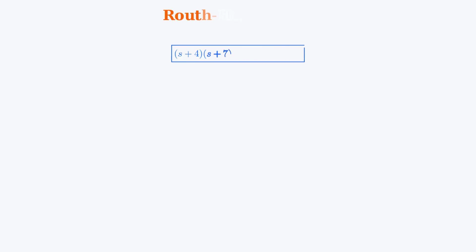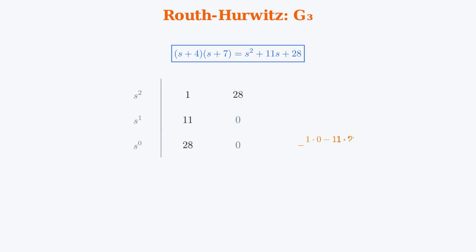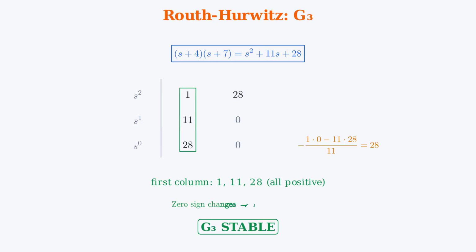Routh-Hurwitz for g3. The denominator is s plus 4 times s plus 7. Expanding gives s squared plus 11s plus 28. Building the Routh table for this second-order polynomial. The s squared row, 1 and 28. The s1 row, 11 and 0. For the s0 row, the formula gives minus the quantity 1 times 0 minus 11 times 28, divided by 11. That simplifies to 28. The first column reads 1, 11, 28.